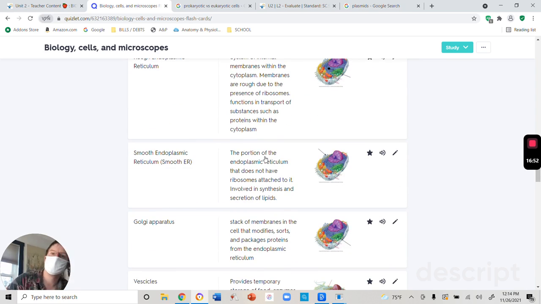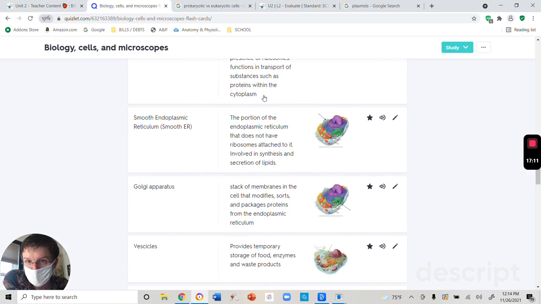Then the smooth endoplasmic reticulum. This is the part that does not have all those ribosomes attached to it. This is more involved in the synthesis and secretion of lipids, all right? So the rough ER, making our proteins. Smooth ER, secreting our lipids.